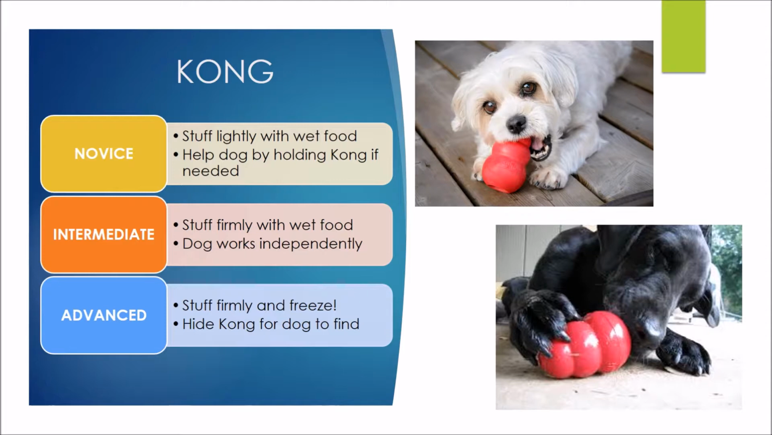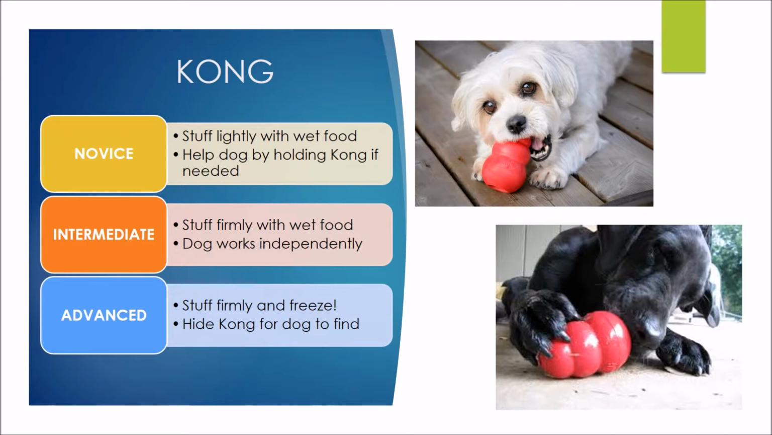Once they've got that down to a fine art, we move on to the intermediate option, where we can start to really stuff that food in firmly so it's harder to get out. And we leave it with them independently. We don't need to hold it and help them. They can lie there happily on their mat while we're doing something else, and they can be working on it. Again, once they're really happy with that, for the advanced guys, what we can do to really challenge them and give them a really fun job is stuff it full of yummy food and then freeze it. So again, it just takes longer for the food to come out. And again, instead of just giving them the Kong, go hide it somewhere. Let them use their amazing noses and go and find the yummy Kong.